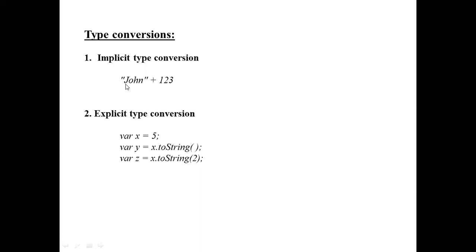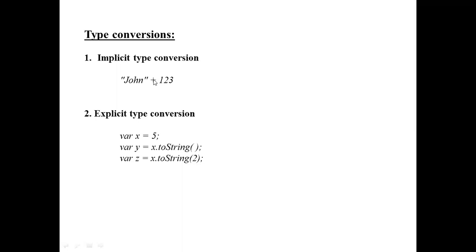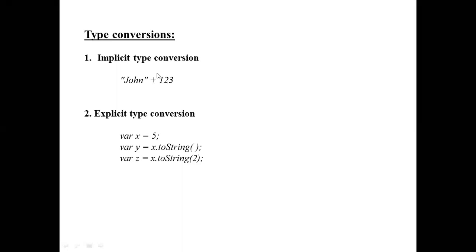Suppose, consider the example "John" + 123. Here, plus is the string concatenation operator. Even though the second operand is a number, it will be converted to a string and concatenated with John. So it automatically converts the number 123 to a string: "John" plus "123". The output is John123.